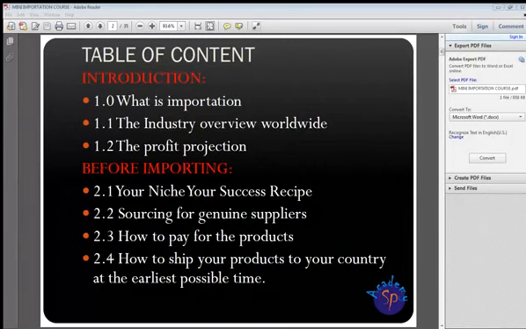So let's get started. This is the content of what we'll be learning this morning: what is importation, the industry overview worldwide, the profit projection, and then the before-you-import section: your niche, your success recipe, sourcing for genuine suppliers, how to pay for the product, and how to ship your product to your country at the earliest possible time. This is some of the things you will learn.